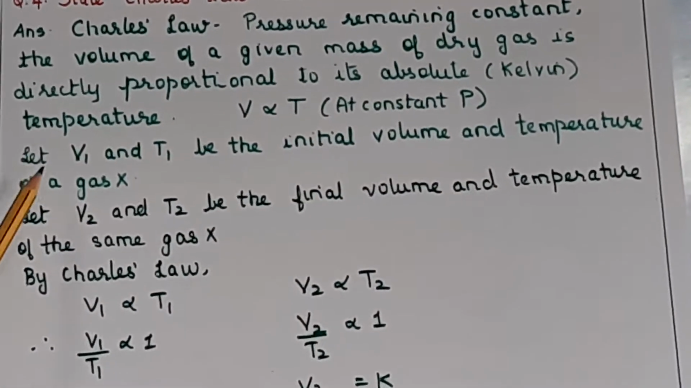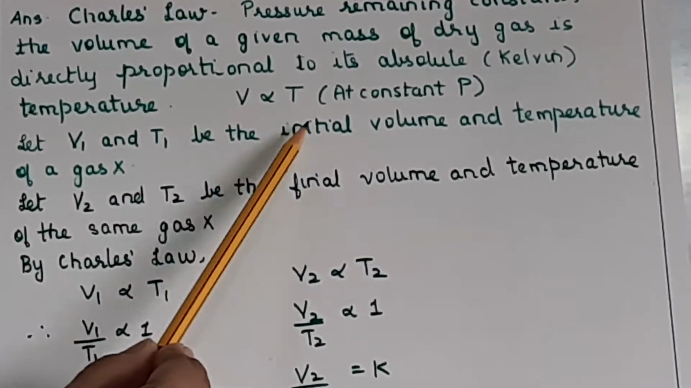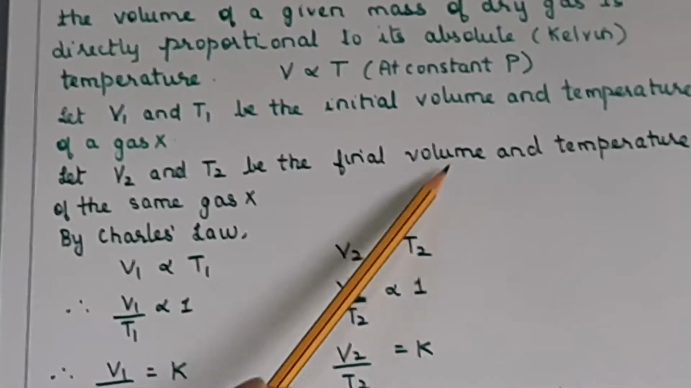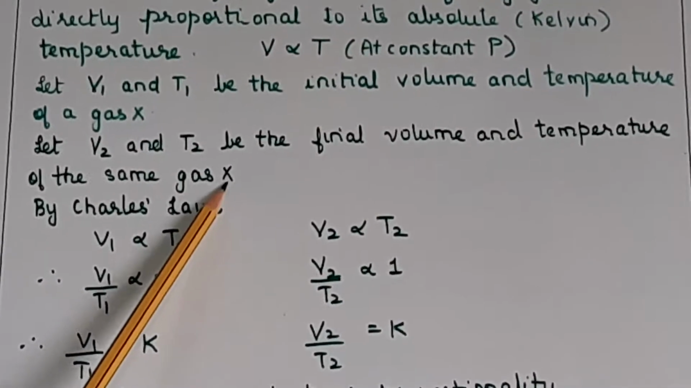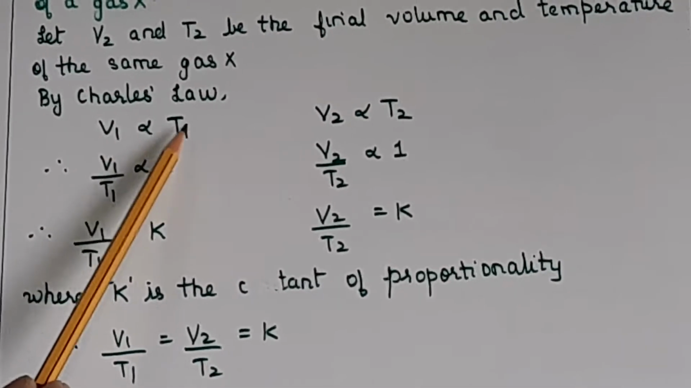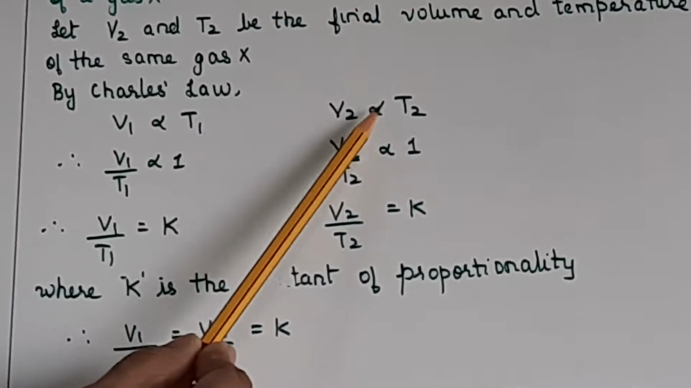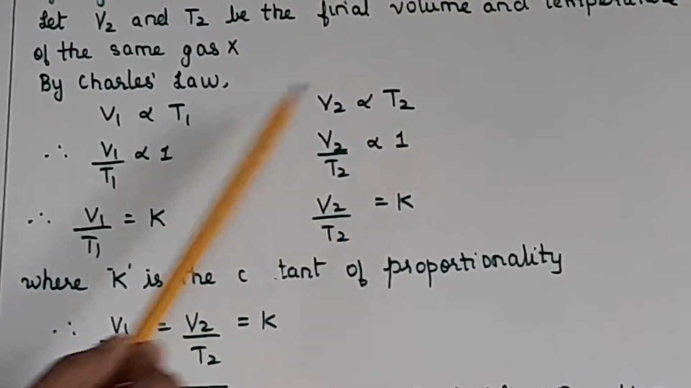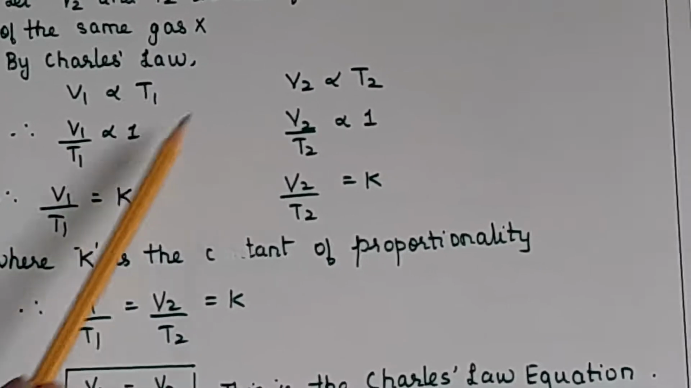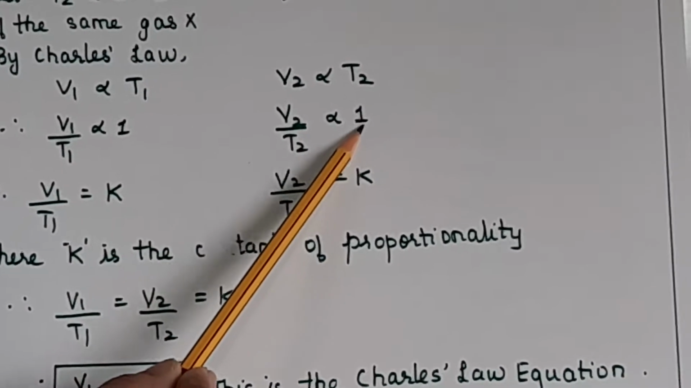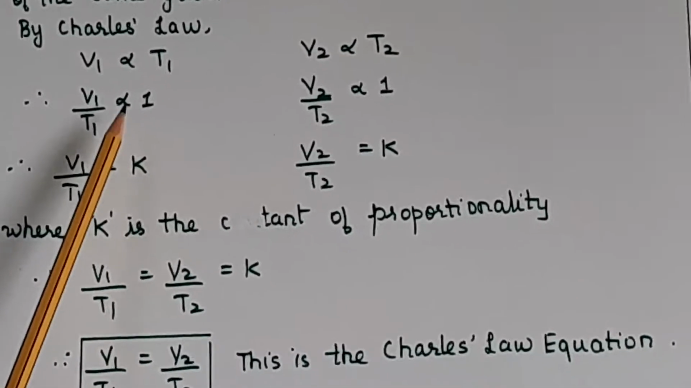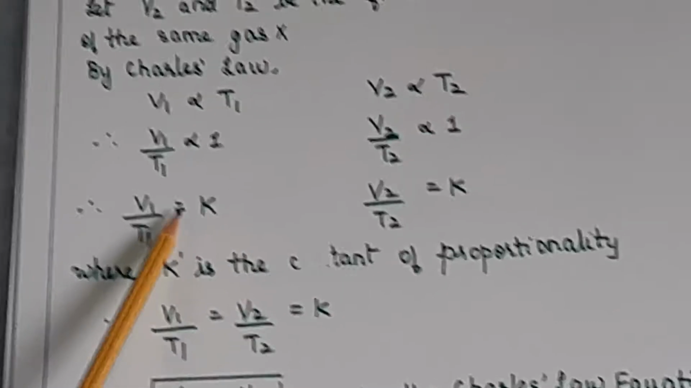Now the derivation. Let V1 and T1 be the initial volume and temperature of the gas X, and V2 and T2 will be the final volume and temperature of the same gas. Now by Charles' law we said that V1 is directly proportional to T1, so V2 also will be directly proportional to T2. Now we are just rearranging the terms, V1 upon T1 proportional to 1, V2 upon T2 proportional to 1. Now whenever you remove the proportionality sign and include an equality sign, a constant will come.